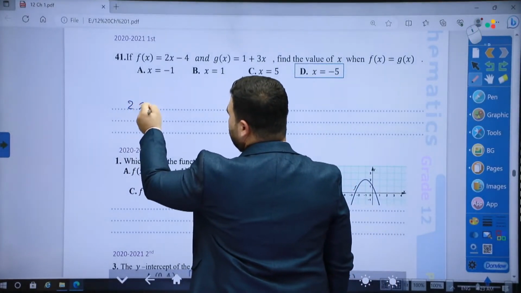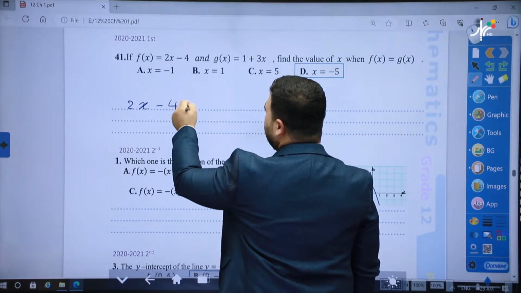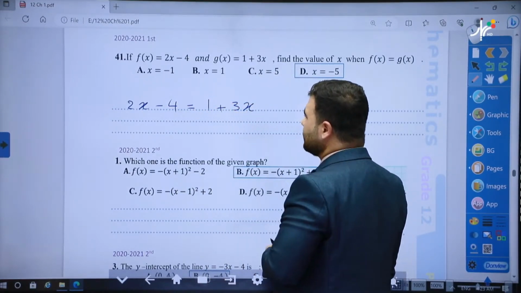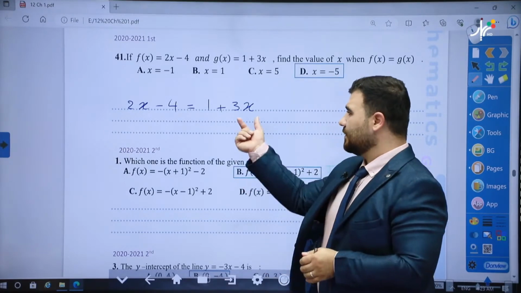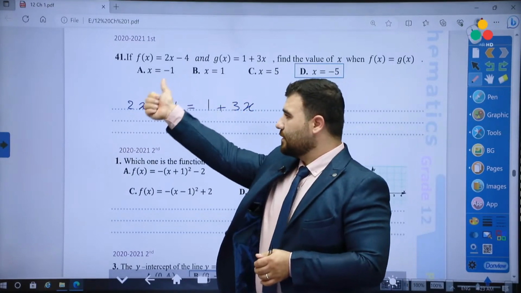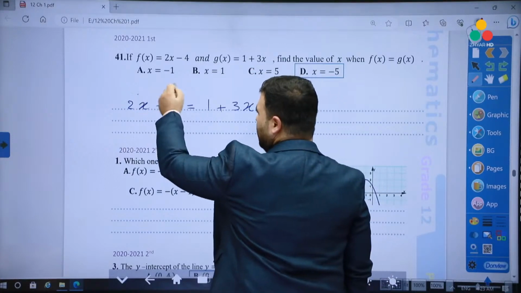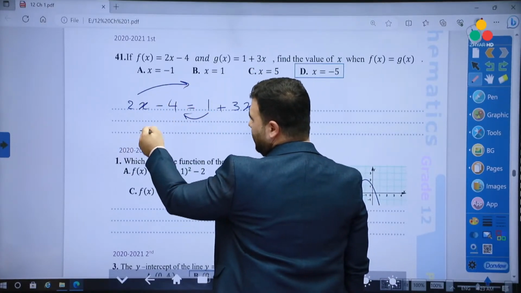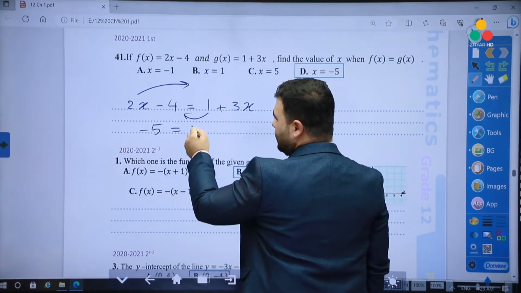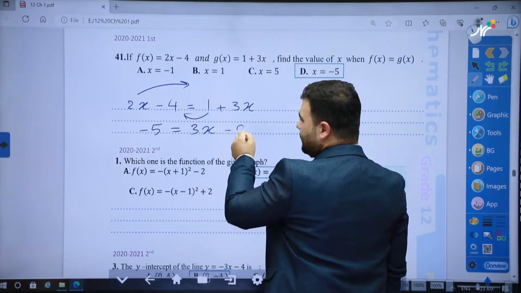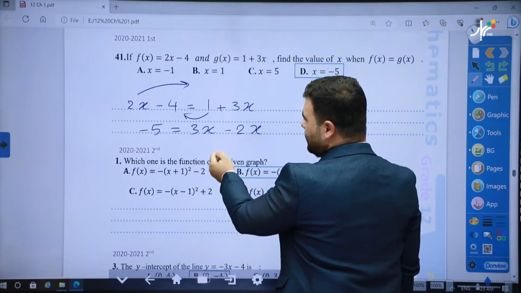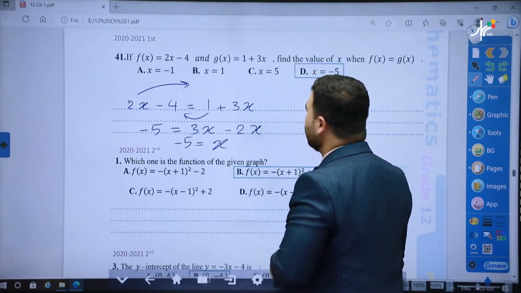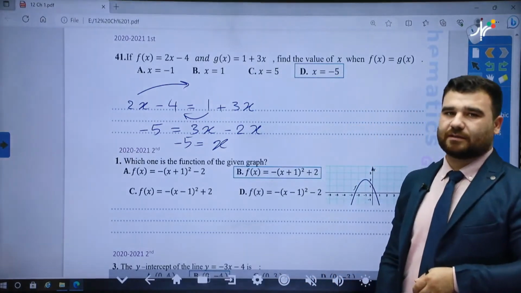This is f(x), 2x minus 4, equal to 1 plus 3x. Which x is bigger? 3x is bigger, then 2x should move to the other side, and 1 goes to this side. This side will be negative 5 equal to 3x minus 2x. 3x minus 2x is just x, so x equals negative 5. This makes D the correct answer.